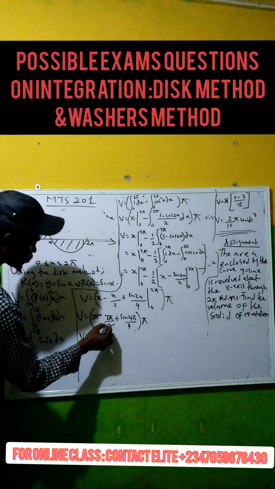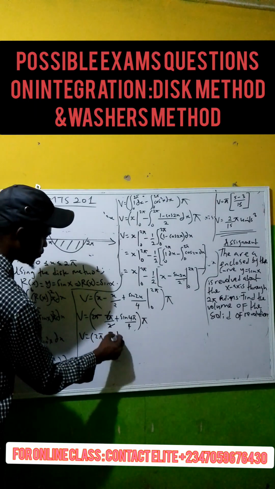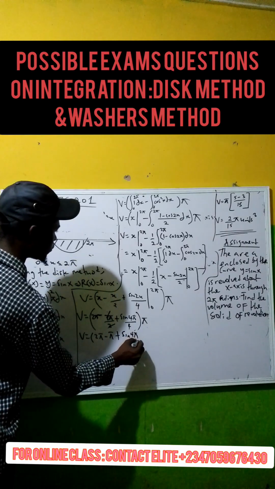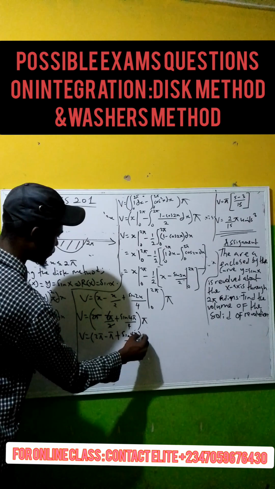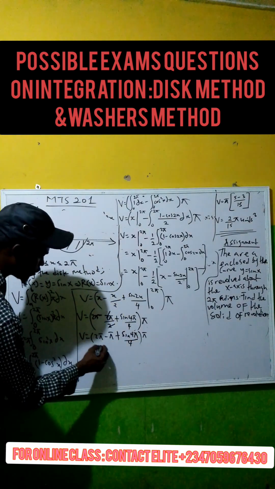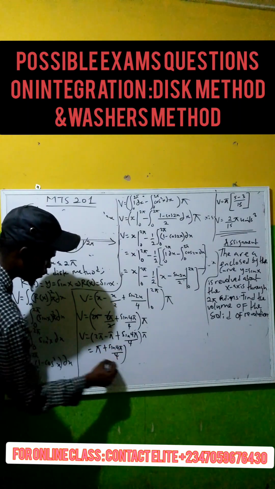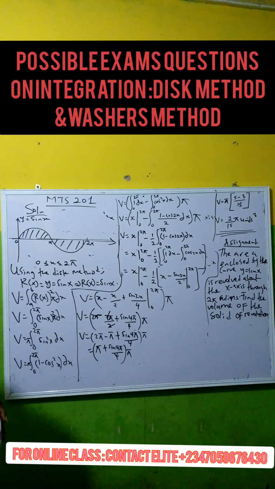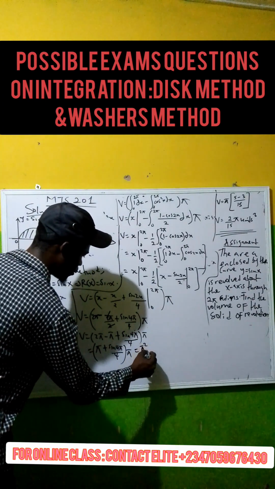So V equals what? This one cancels this. So we're having 2 pi minus pi plus sin 4 pi over 4. Alright? We're having pi here. So this one is 2 pi minus pi, is pi, plus sin 4 pi over 4. Then we're having pi here. Alright? So if we expand it, we are going to be having pi square.